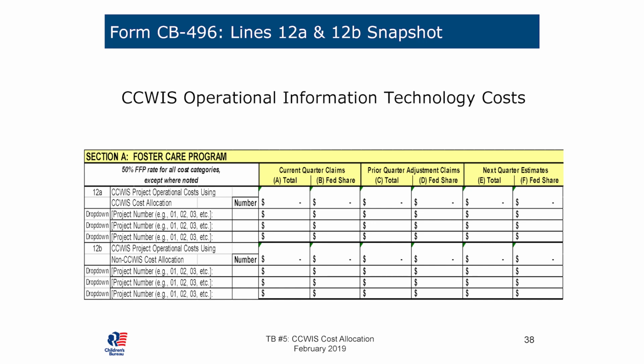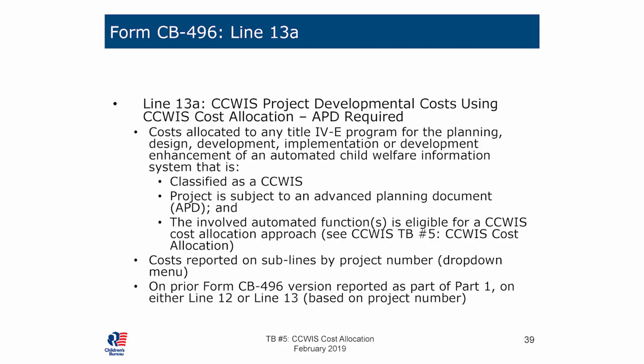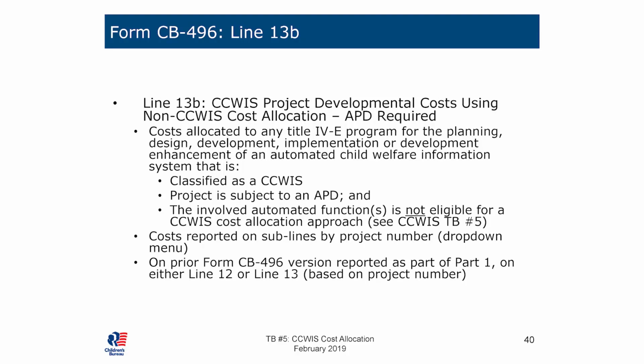Can we move to the next slide, please? All right, line 13A is very important because that is your CCWIS project developmental costs for those functionalities using the CCWIS cost allocation approach. And line 13B is the CCWIS project developmental costs for functionality that does not qualify for the CCWIS cost allocation approach. So these 2 lines follow very similarly to what I just described for line 12A and 12B. We first of all have to have the project broken out by project number.